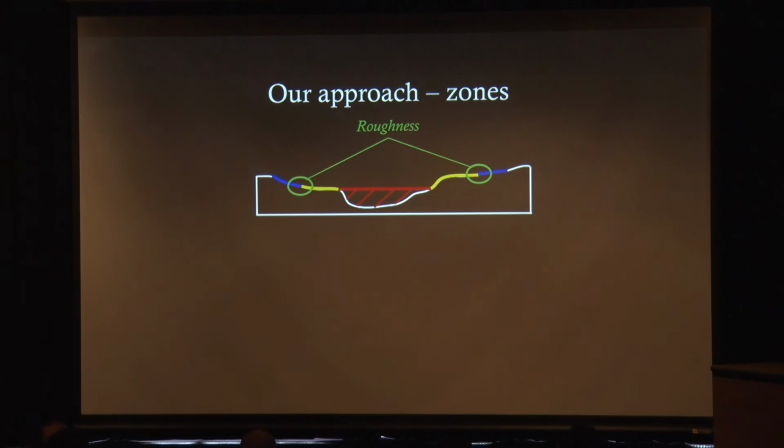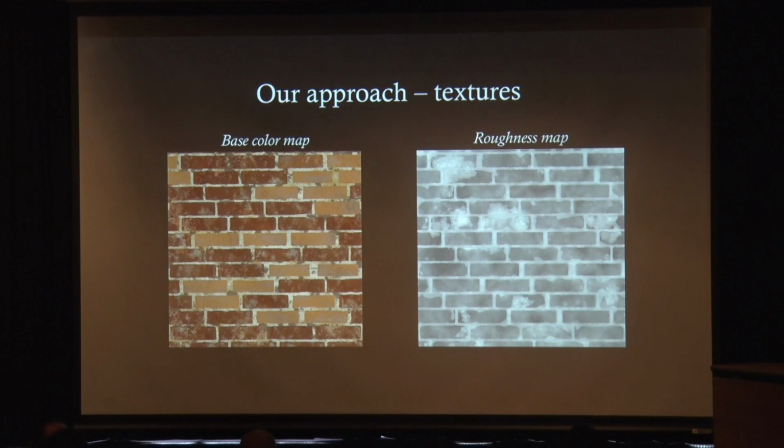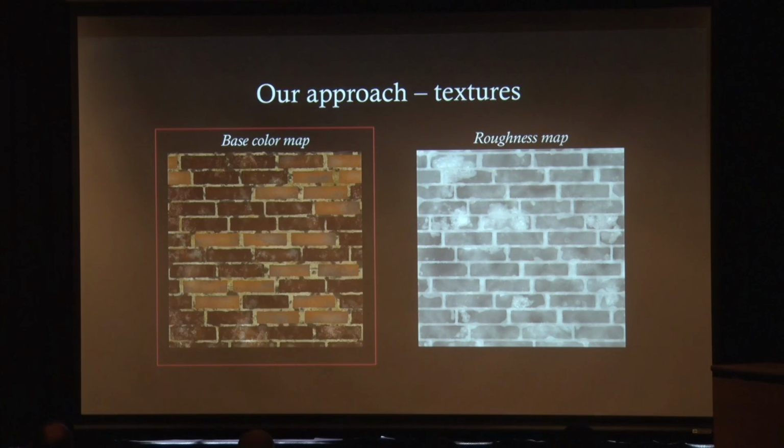So the first thing we had to do was to identify these zones. We started from a height map, and from this we extracted a zones map with the same color code I'm using here. And now we use this zone map to control other filters on other textures, as I'm going to show. So start with the base color map. That's the simplest one. We simply make it darker and more saturated, following previous work, in all zones except the dry one.